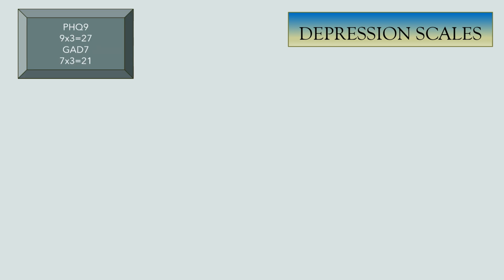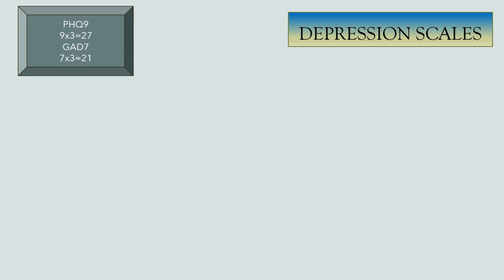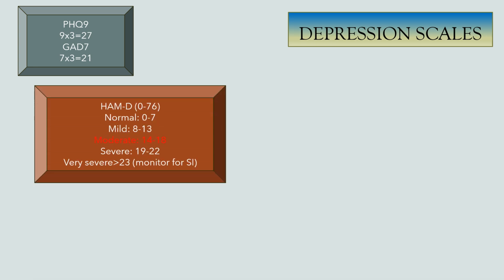Now we're going to go over everything depression scales. A little trick with PHQ-9 and GAD-7: they both have a score of 3 points each for 9 questions on the PHQ-9, 7 questions on the GAD-7. So high score is 27 and 21. HAM-D, moderate, is 14 to 18.